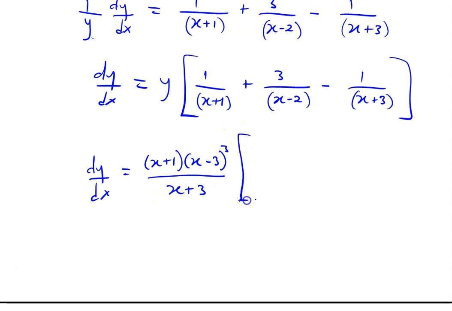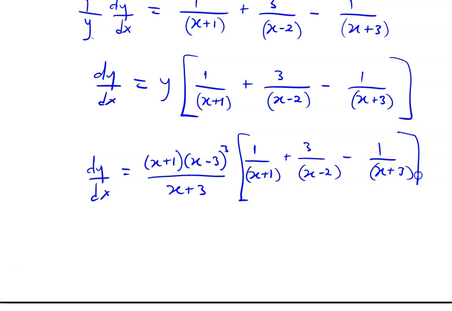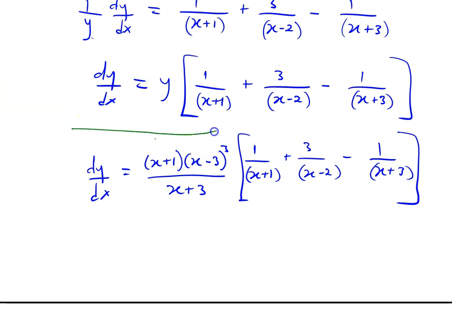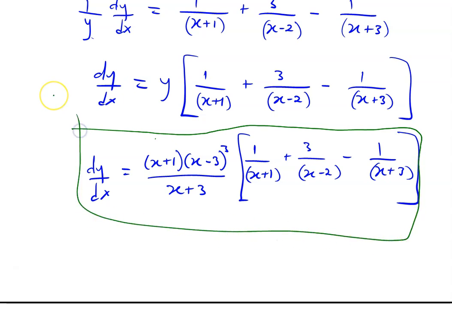And it will be multiplied with what? It will be multiplied with 1 on x plus 1, right? Plus 3 on what? x minus 2, right? Minus 1 into bracket of x plus 3. That is going to be the final answer for the differentiation. You are done. This is where you end your solution. You get it. This is the final answer for it. So we found dy on dx.